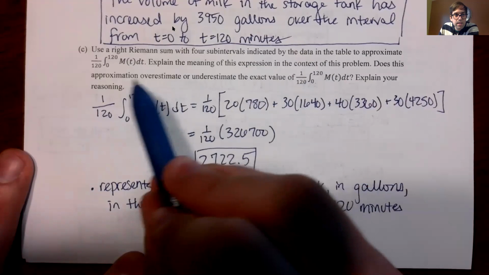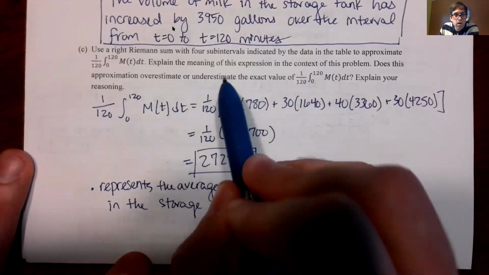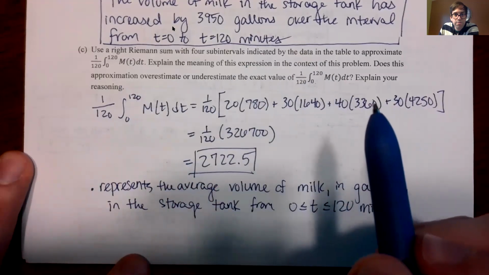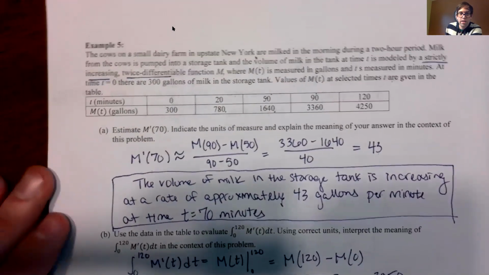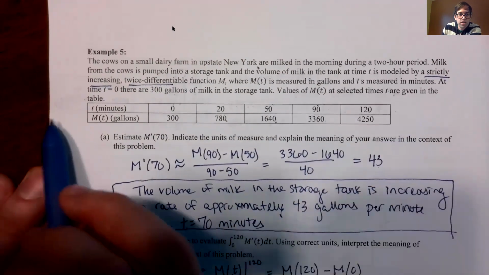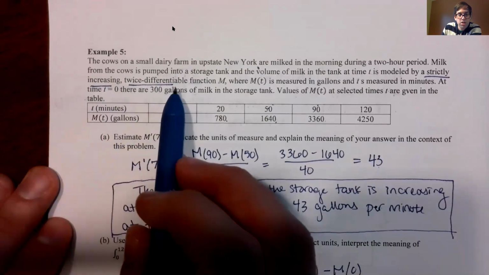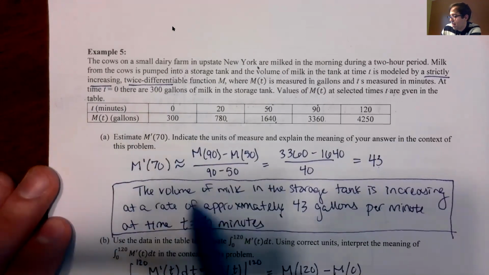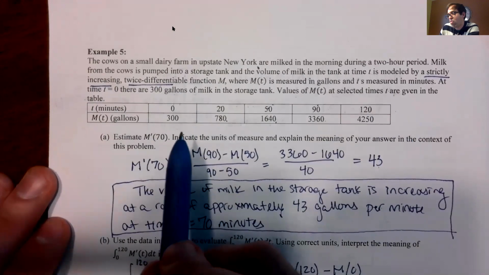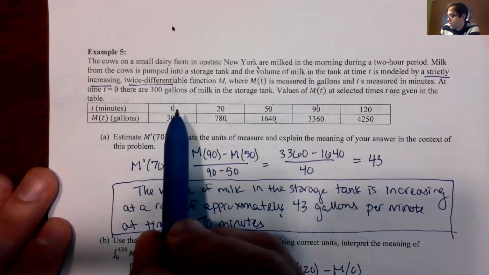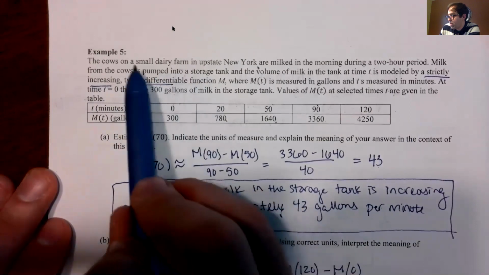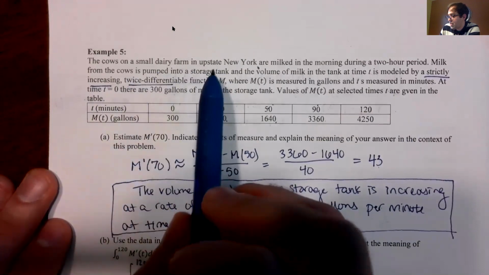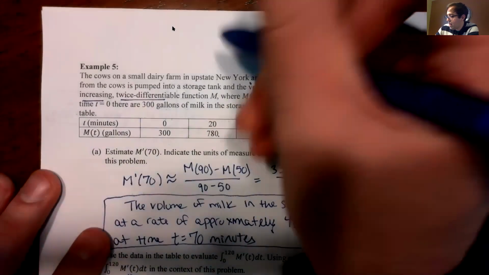does this approximation overestimate or underestimate the exact value of the integral? So if we go back up and look, in the question it told us that this is strictly increasing and differentiable, which means it's continuous and increasing. So if you think about a right Riemann sum, each of those bars is going to be kind of including a region that's not in the actual graph, right?